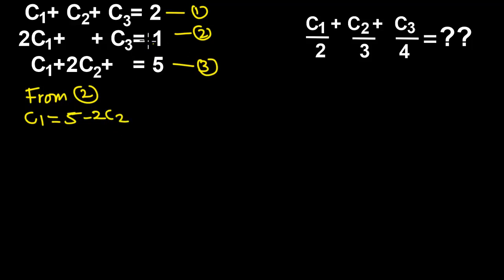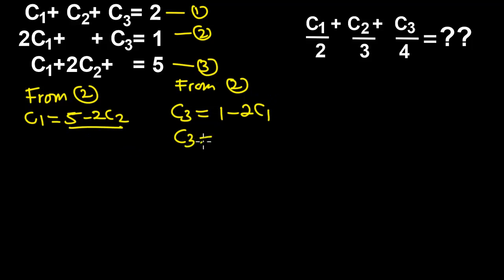And then let's move on to equation 2. So from equation 2, we want to make C3 the subject from equation 2. So doing that, we are going to have C3 to be equal to 1 minus 2C1. And then don't forget, we had C1 to be equal to 5 minus 2C2. So in place of C1 over here, we are going to write what is here. So C3 will be equal to 1 minus 2 times C1 is 5 minus 2C2.